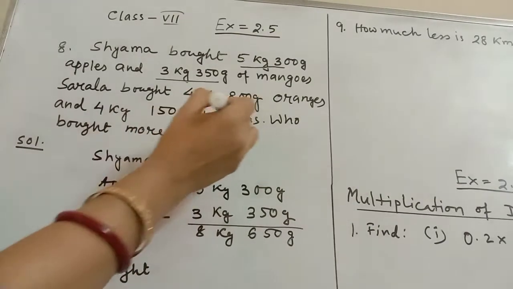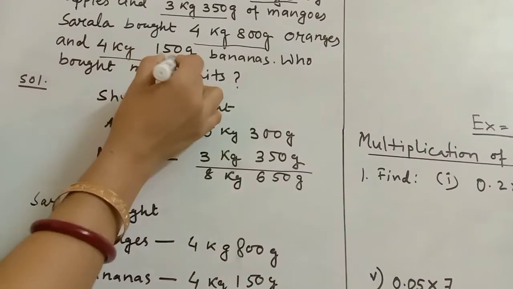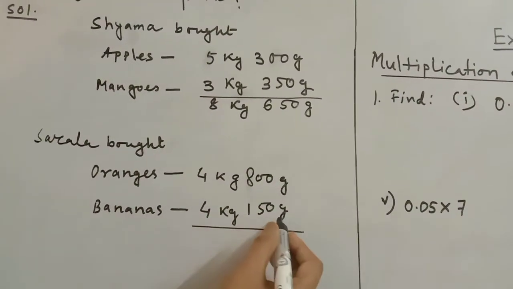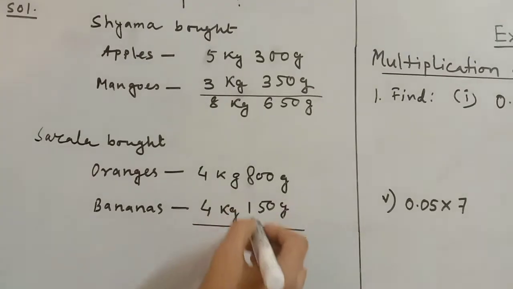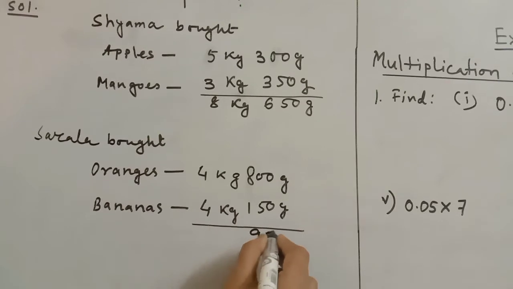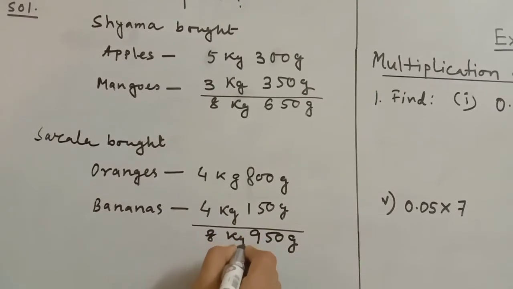Sarala bought 4 kg 800 gram of oranges and 4 kg 150 gram of bananas. In total, 950 gram, 8 kg 950 gram.